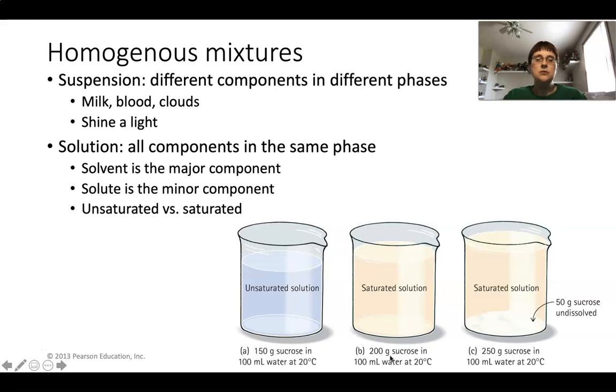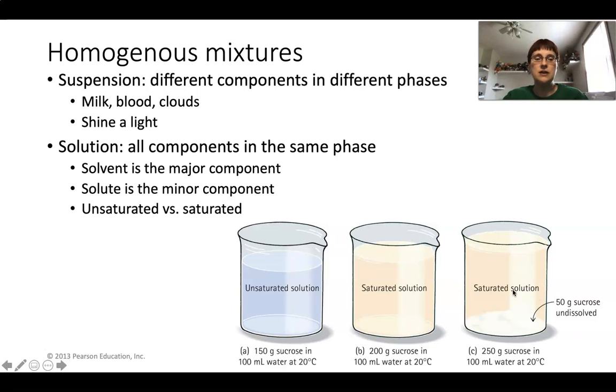Beaker B has 200 grams of sucrose, and this is considered a saturated solution versus beaker A because this has more in it than the other one. So that's what we're talking about, saturated versus unsaturated. A saturated solution is going to contain more of the solute. In this case, this is actually pretty close to the saturation point, the maximum amount of solute. And the reason why we know that is because of what happens in beaker C.